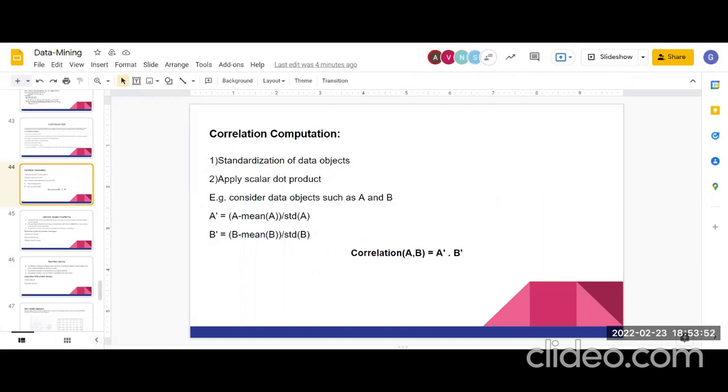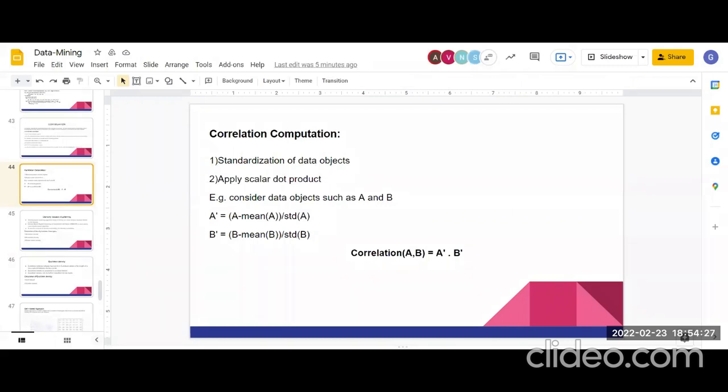So for example, we'll consider data objects such as A and B over here, where we calculate the correlation of A and B, and we'll standardize the data using the mean and standard deviation which we have calculated in the previous step. In the first slide, we have explained those steps, and we divide them by the standard deviation, and even for B, and in the end we'll apply the dot product over them.